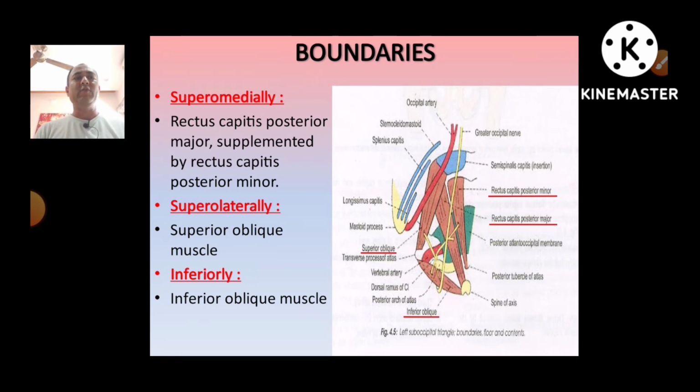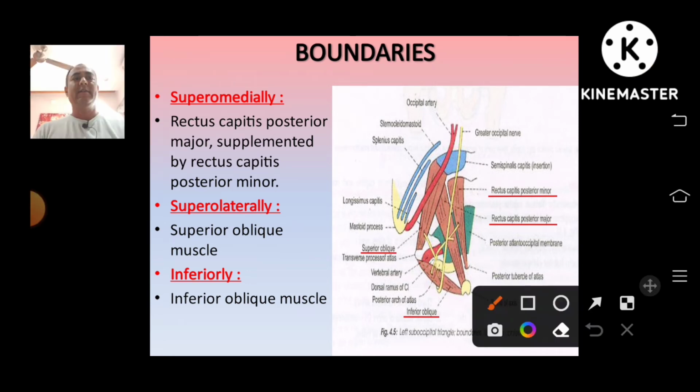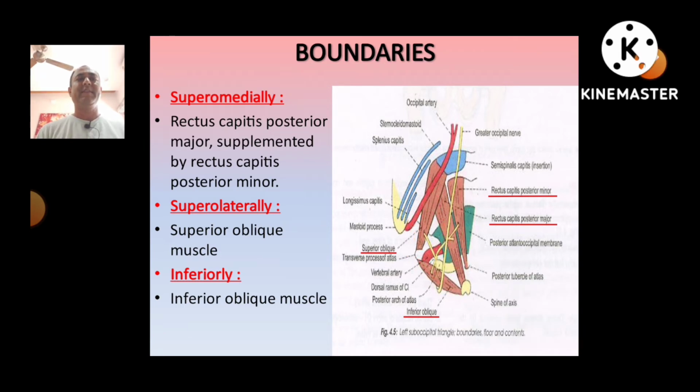you can see 2 muscles, 1 and 2. They are rectus capitis posterior minor and major. Superolaterally, here you can see this is the superior oblique, and inferiorly it is the inferior oblique. So in this way the boundaries are formed.